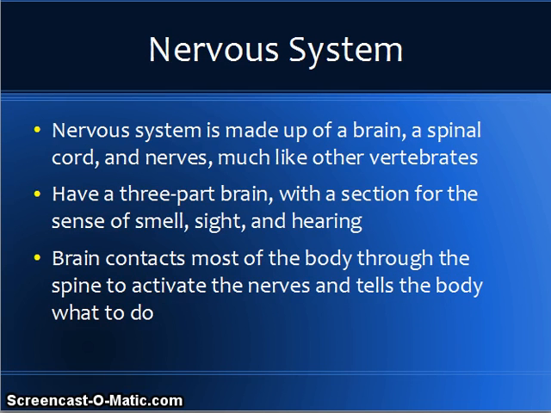There isn't a lot about the nervous system because it's mostly similar to a human's nervous system. Their nervous system is made up of a brain, a spinal cord, and nerves, mostly like other vertebrates. And their brain is split up into 3 parts: 1 part for smell, 1 part for sight, and 1 part for hearing.